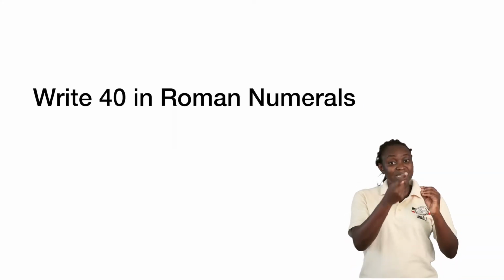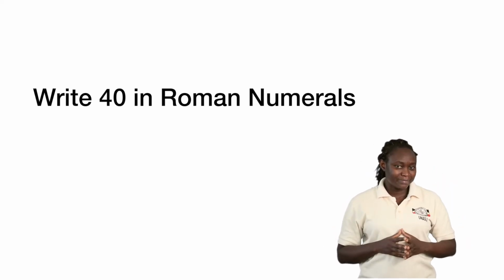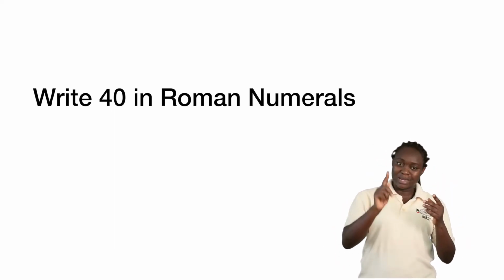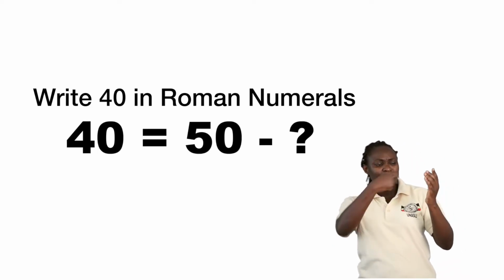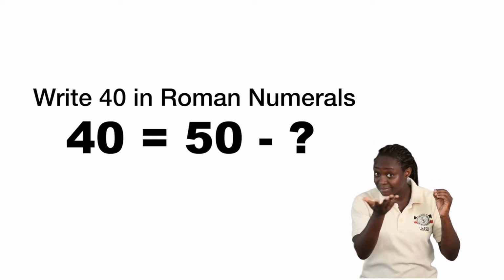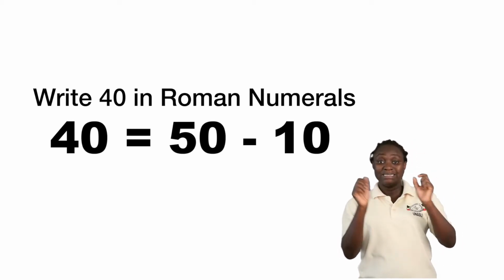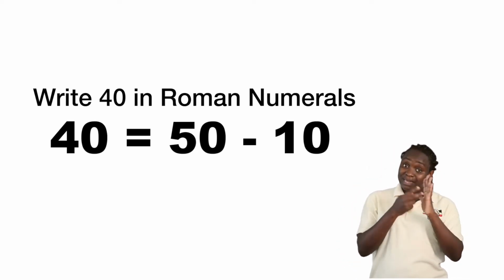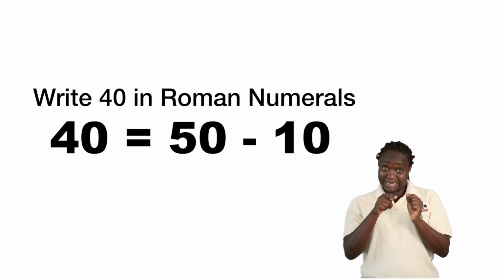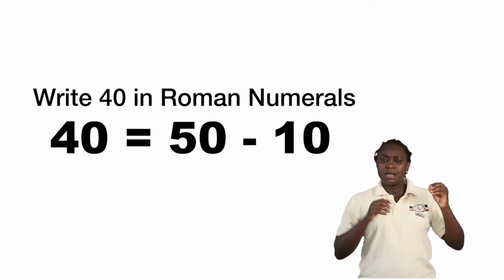Did you get me right? What happens to 50 to become 40? That's it, we subtract. What do we subtract from 50 to get 40? Right, we subtract 10. So it means that we are going to subtract 10 from 50 to get 40. But how is this represented in Roman numerals?